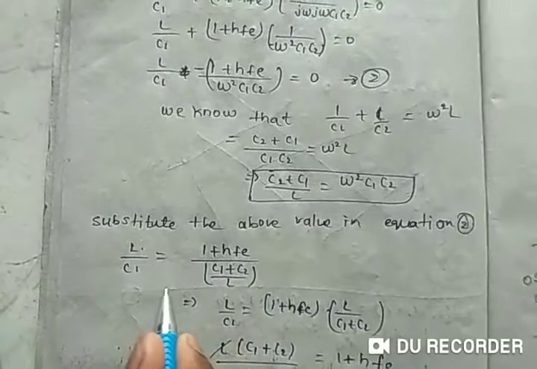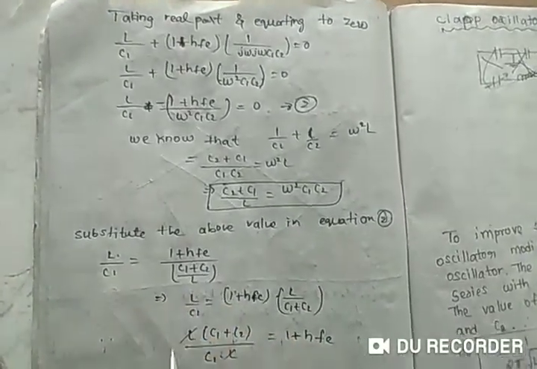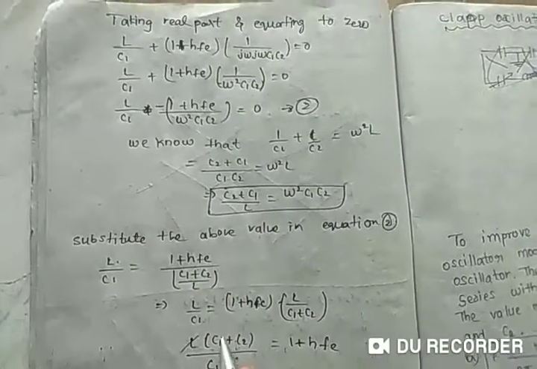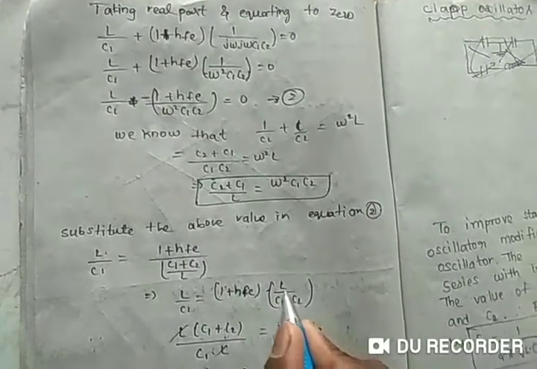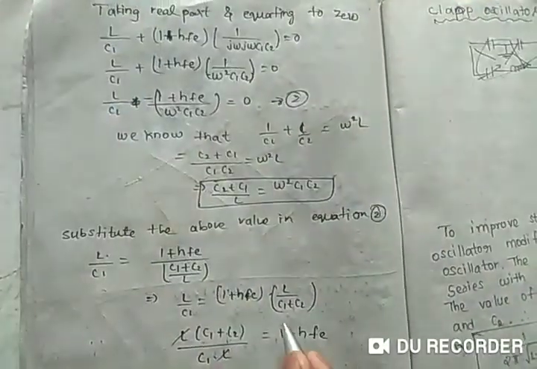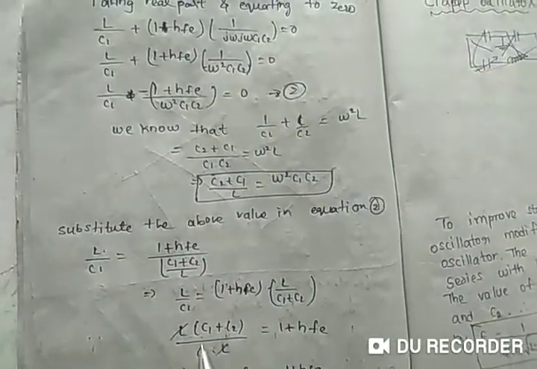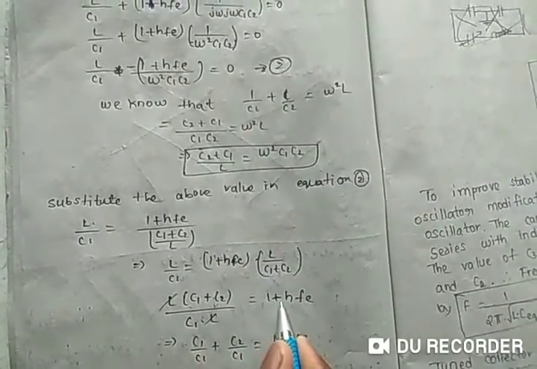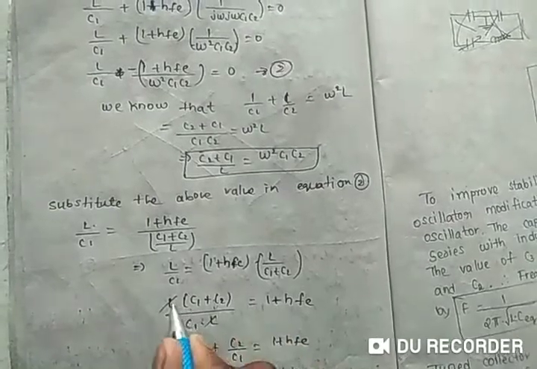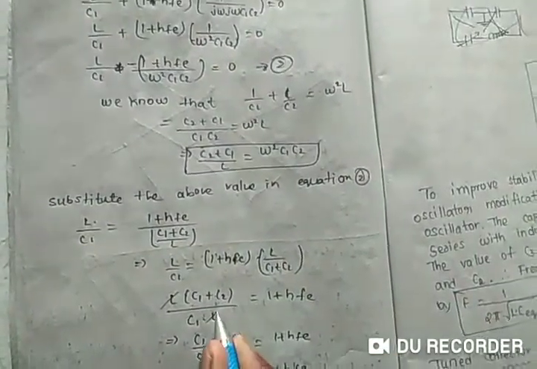L by C1 is equal to 1 plus hfe by C1 plus C2 by L, and now taking the L up, L by C1 is equal to 1 plus hfe into L by C1 plus C2. We might cancel L here only, that's nothing to worry about, we can cancel at any step. And now I am again cross multiplying the C1 plus C2, L into C1 plus C2 by C1 into L, taking the L to the denominator side and cancelling the L.